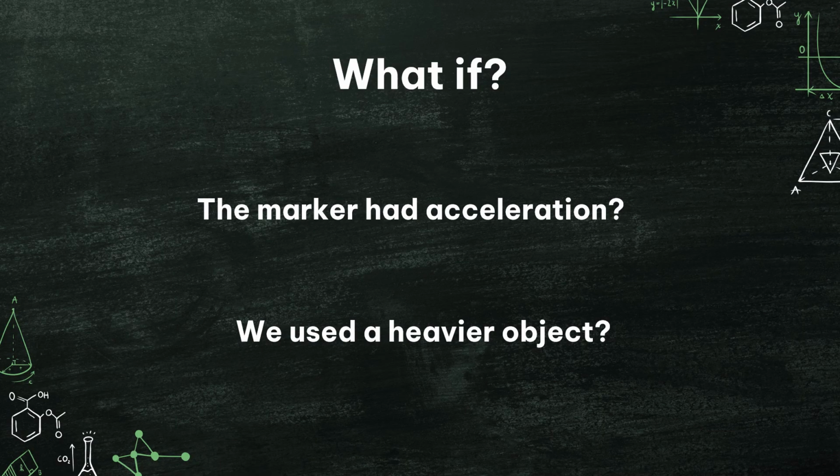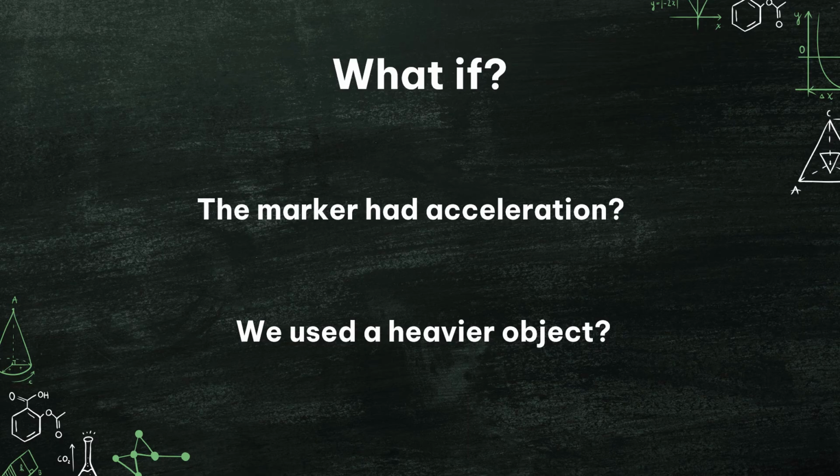Lastly, here are some questions to consider after the lab. What would happen if the marker had acceleration? Technically, there is a force acting on it by the table and air, but for the sake of this lab and the computational model, we would have to set Fnet equal to ma and solve it out from there.